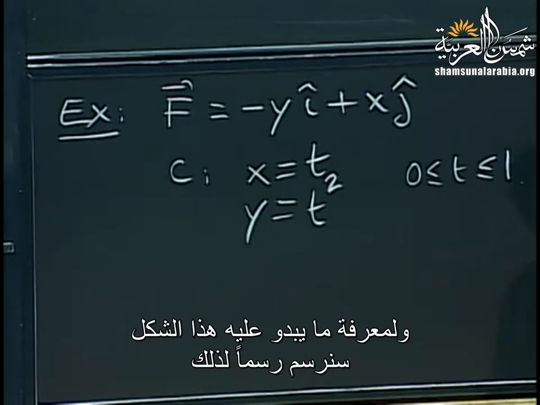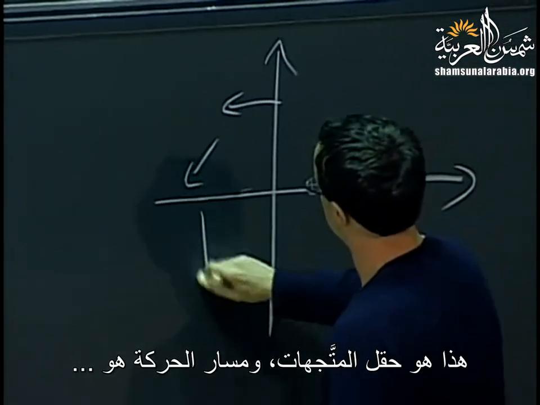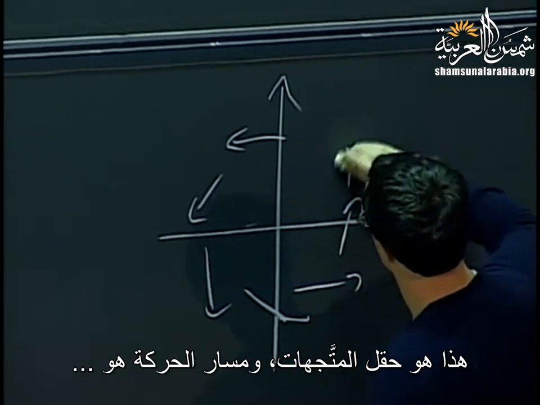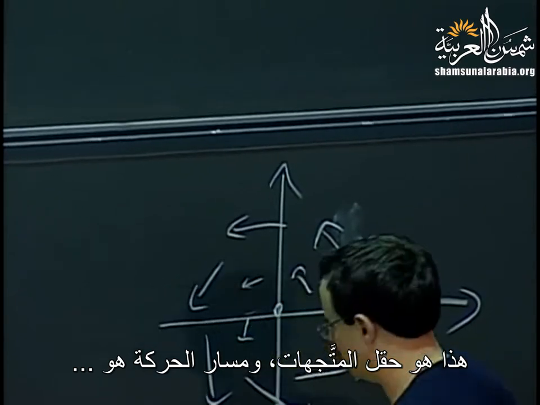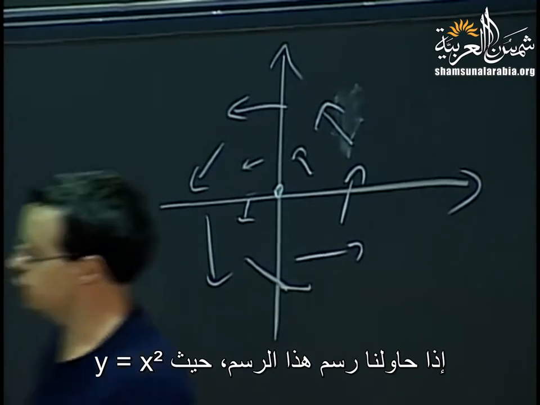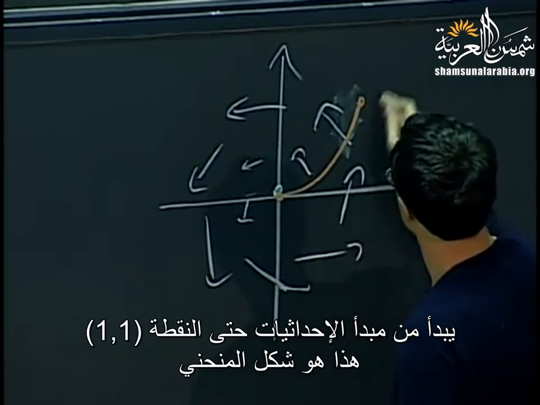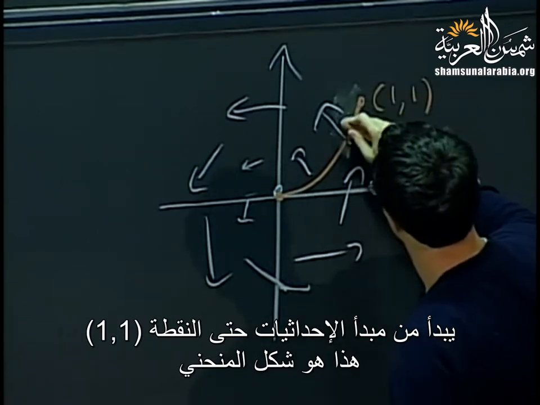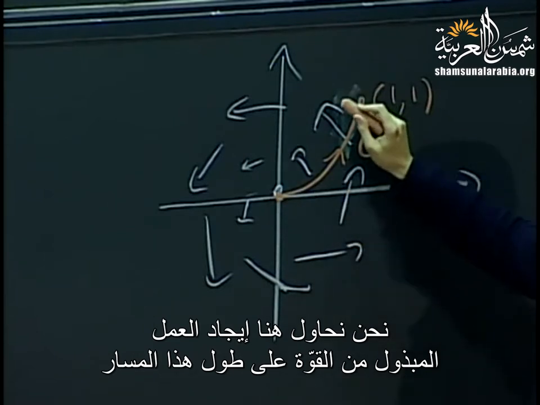So what that looks like, well, maybe I should draw a new picture. Our vector field, and our trajectory: if you try to plot this, you see y is actually x squared. So it's a piece of parabola that goes from the origin to (1, 1). That's what our curve looks like. So we're trying to find the work done by our force along this trajectory.